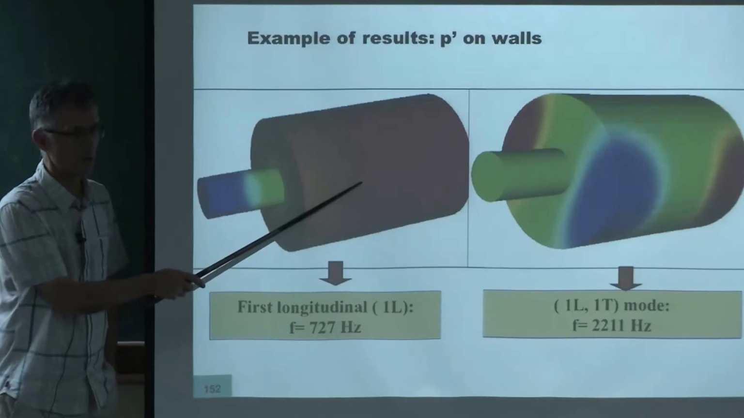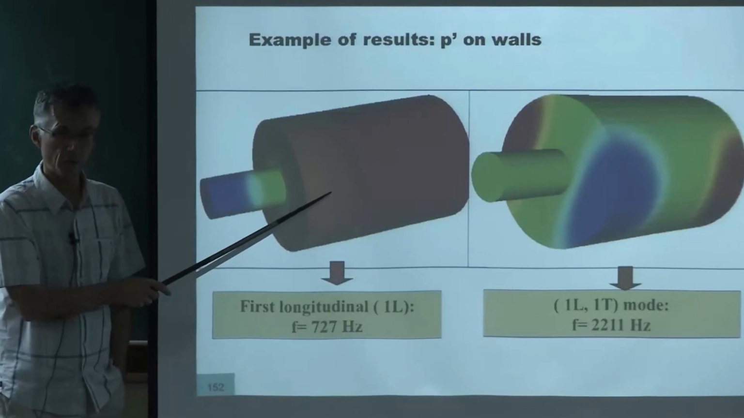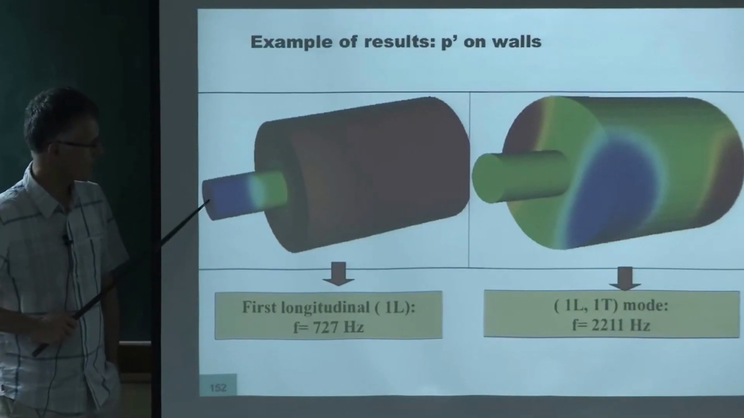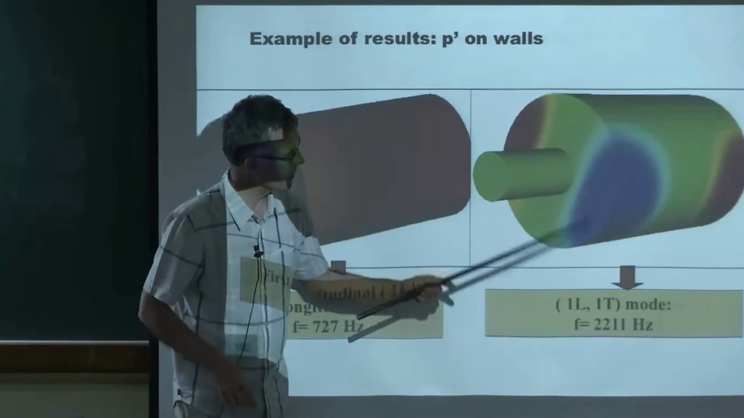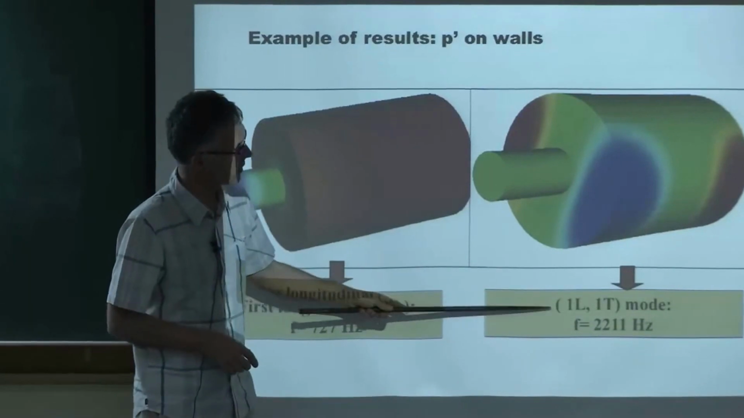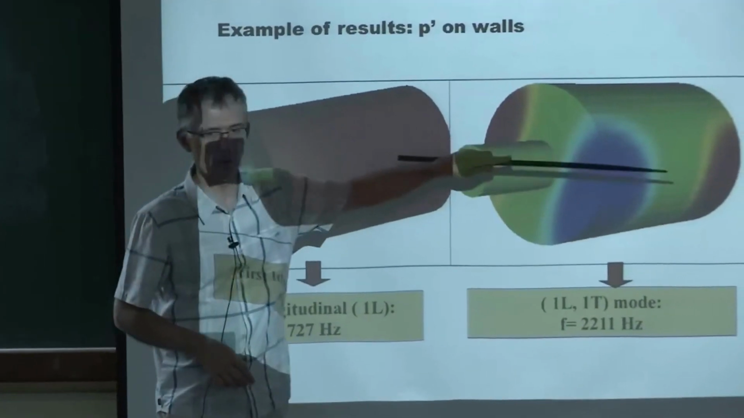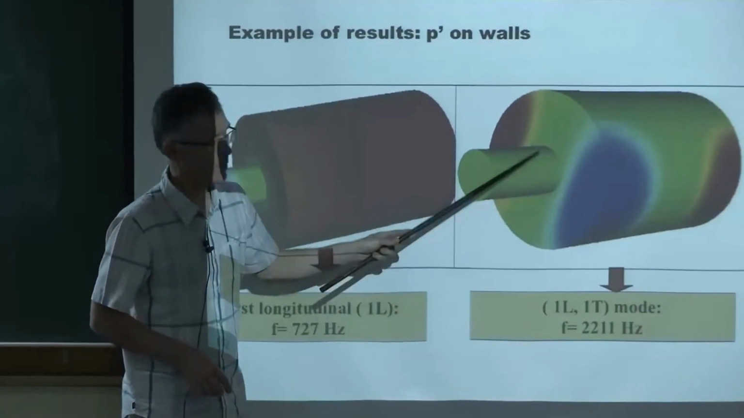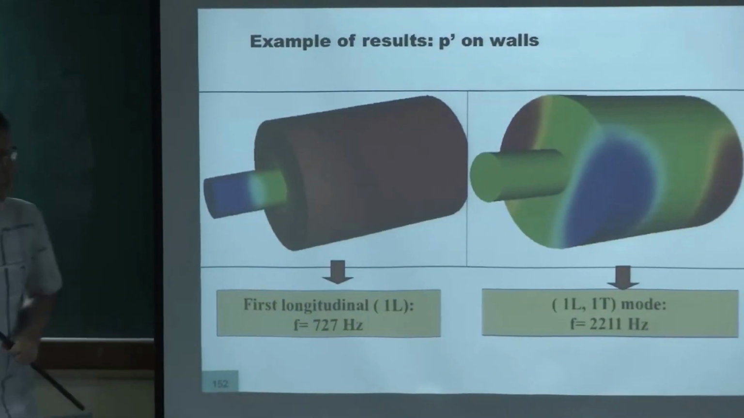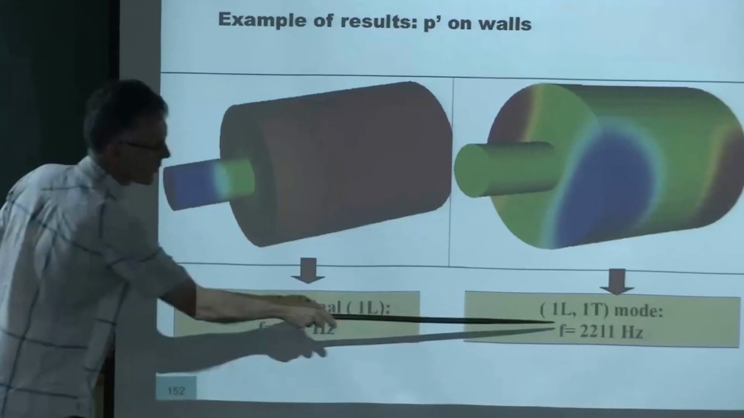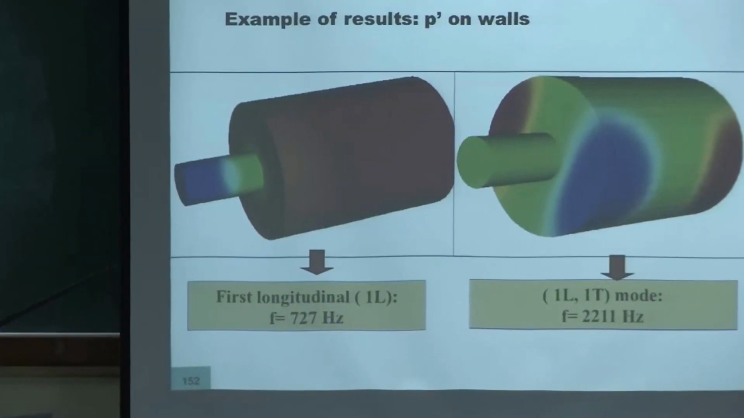So this is the longitudinal modulus of pressure. So here you have a pressure node, pressure antinode. And here you have, for example, the 1L, 1T mode. When we say 1L, it means it's a longitudinal mode combined with a 1T mode, which is the first transverse mode. And you see that these things start to be more complicated. You see also that, of course, this one is higher frequency than that one.